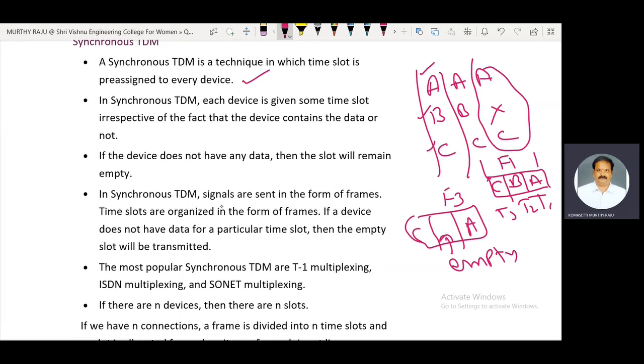In synchronous TDM, signals are sent in the form of frames. That means frame 1, frame 2, frame 3. Time slots are organized in the form of frames. If a device does not have data for a particular time slot, then the empty slot will be transmitted. Suppose in the case of slot 3, the second device does not have any data to send to the other positions. That empty time slot is wasted.